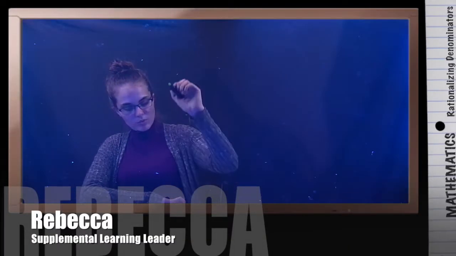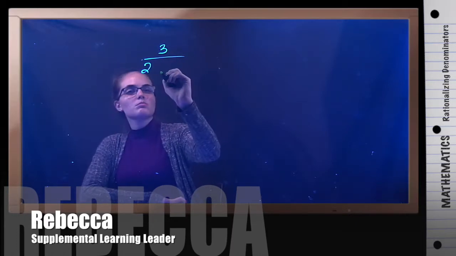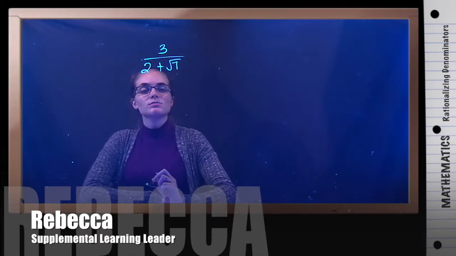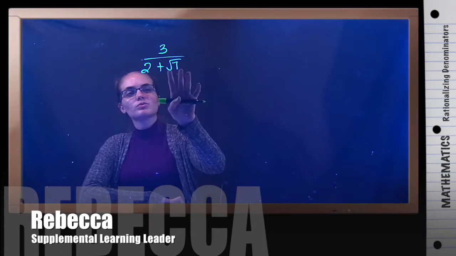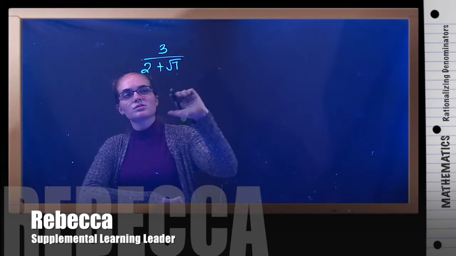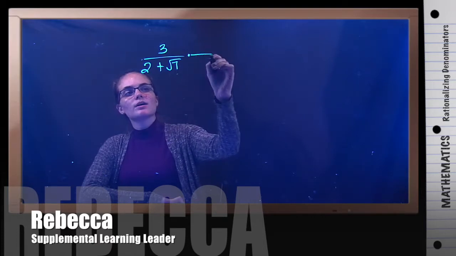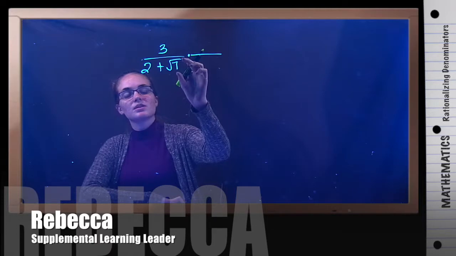For this example, we're going to simplify 3 over 2 plus the square root of 7. Now, to simplify this, we have to rationalize the denominator because a square root cannot be in the denominator of a fraction. And in order to rationalize this, we have to multiply the top and the bottom by the conjugate of the bottom.